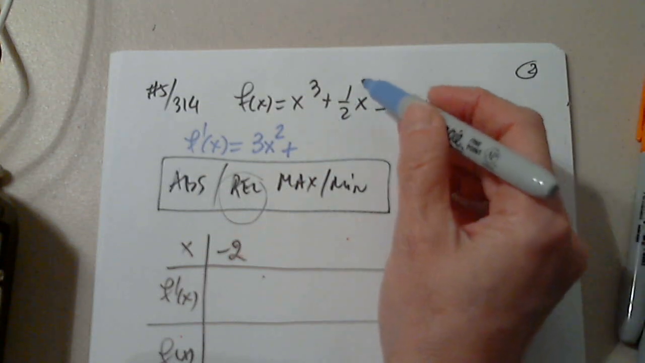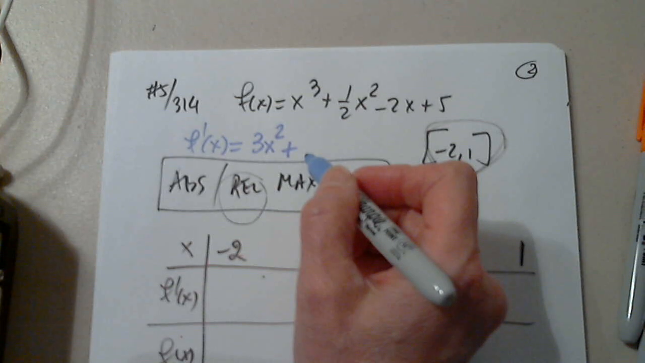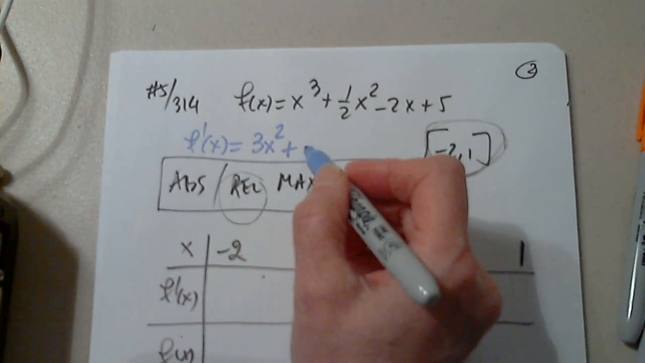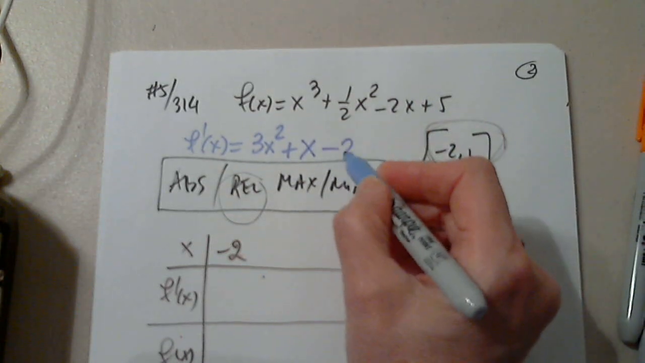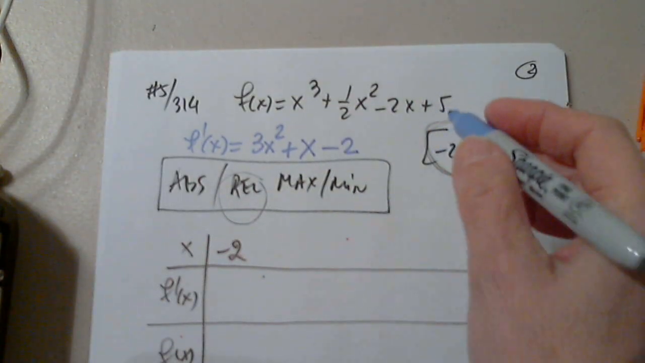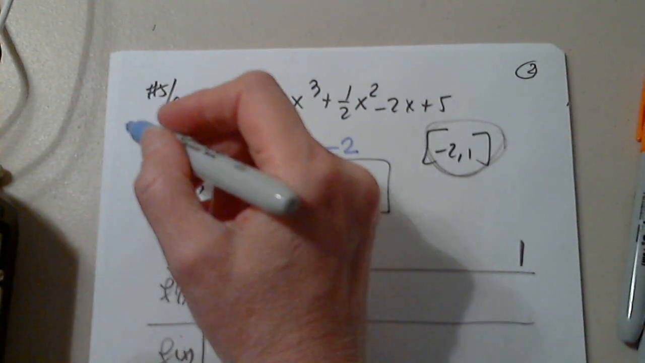So when I differentiate this, what do I write? X, good. And then here, -2, that's it. And 5 prime is 0. Awesome. Great job. Good. So we found the derivative.